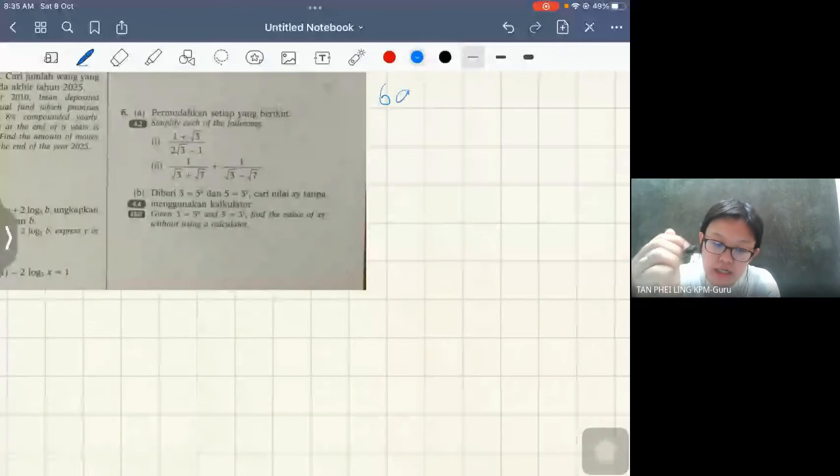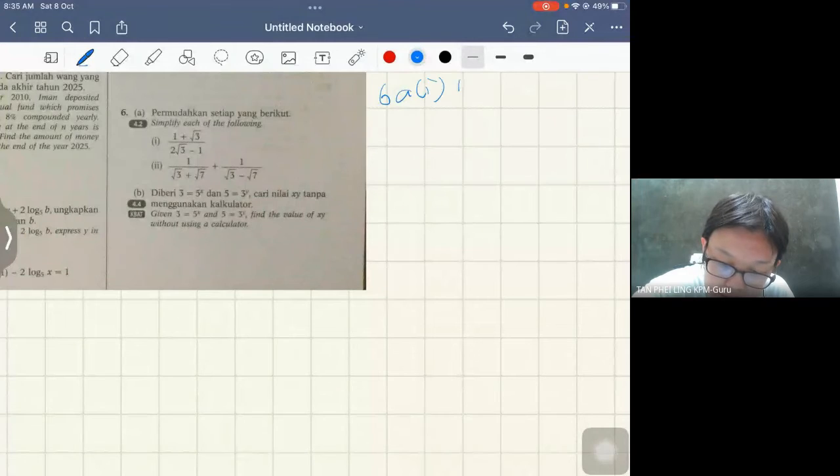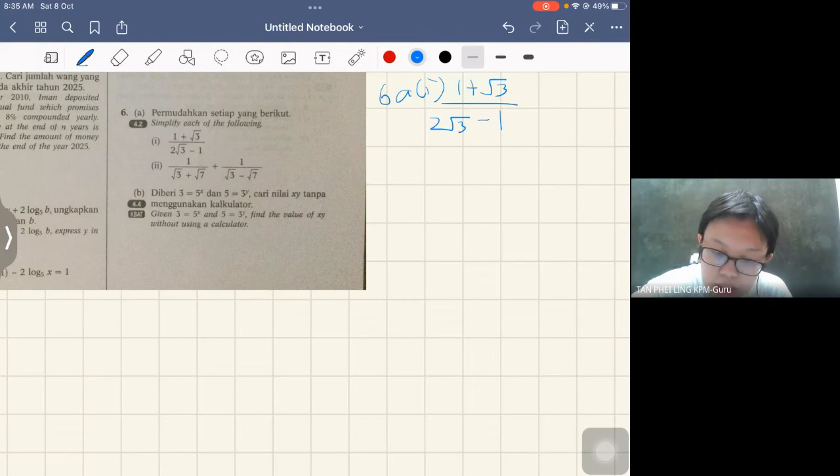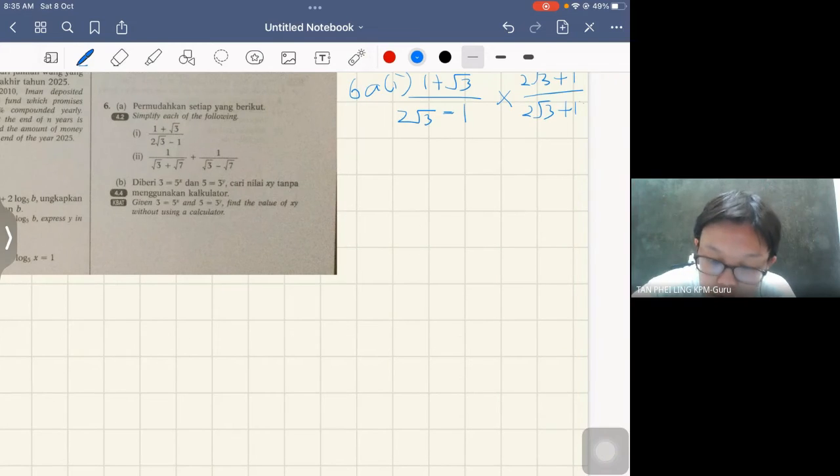Everybody can see the question, right? Let's solve it together, okay? So you have 1 plus square root 3 over 2 square root 3 minus 1. To multiply with its conjugate, remember we have to look at the denominator. So top and bottom multiply the same thing. So 2 square root 3 we write down. This one is a minus 1 here, right? So the conjugate will be plus 1. So top and bottom you have to multiply 2 square root 3 plus 1. Is that okay?